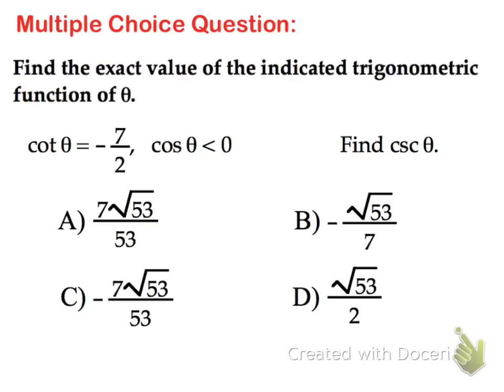Right now, I want you to try this multiple choice question on your Google form, and this is where our video will end for today. You're given the cotangent of theta, and also that cosine is less than 0, and I want you to find the cosecant of theta. So you'll go through the similar process that we just went through in the previous two examples, and we'll start class with these tomorrow.